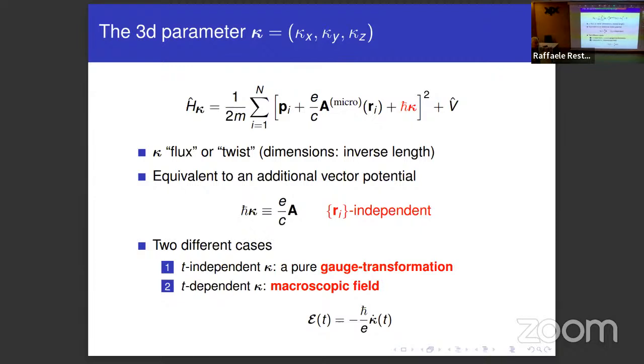That means electric and magnetic fields are zero. That means this is simply a gauge transformation. So in Kohn's formulation, you only insert here a gauge transformation. Instead, I generalize and I will also consider an adiabatically time-dependent K. That means having a macroscopic field, of course.